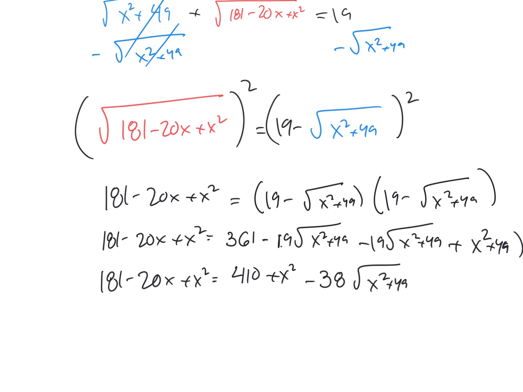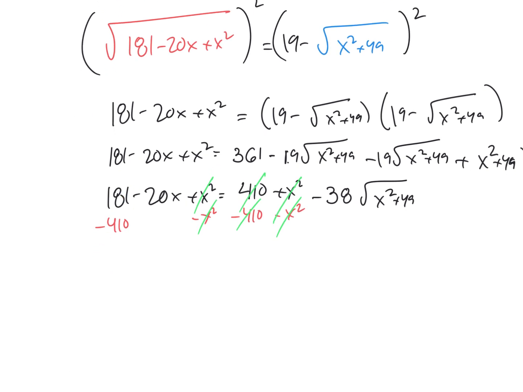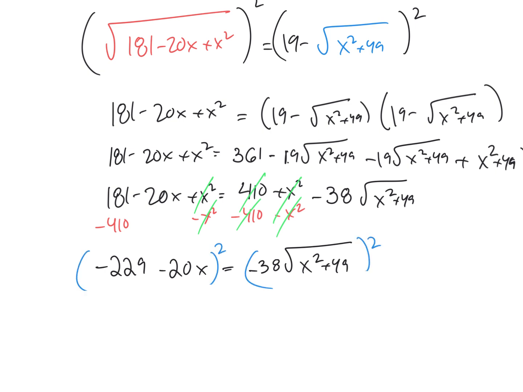So let's subtract 410 from both sides. Let's subtract x squared from both sides, okay? So these are going to cancel, okay? And then I just need to do 181 minus 410. Okay, so over here, I have negative 229 minus 20x equals negative 38 times the square root of x squared plus 49. Okay, so if I wanted to, I could divide both sides by negative 38 at this point. I'm not going to. I'll just square both sides with that in it. It won't make me have to start foiling out, so I'm okay with that.